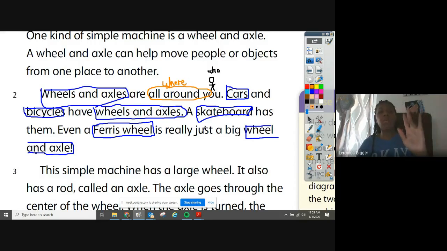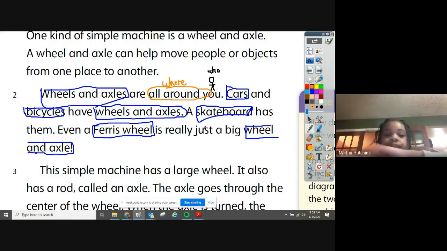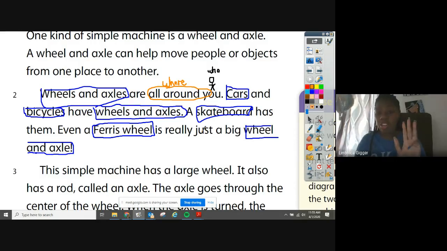Who, what, when, where, why. Do we find out why anything is happening? Is there anything here that tells me why something happens or why something is? It's a yes or no question. Either this paragraph tells us why something happens or it does not. And the answer is no.